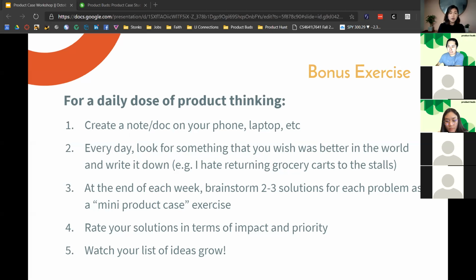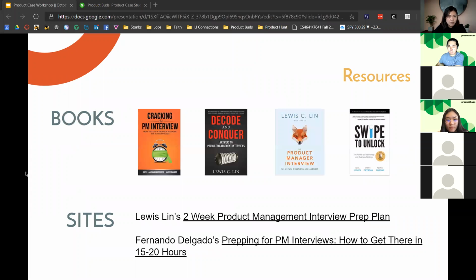And then at the end of a month or 2 months, it's really cool because you see all the different ideas you've come up with. So let's keep going. So here are the different resources I use when I'm interviewing.